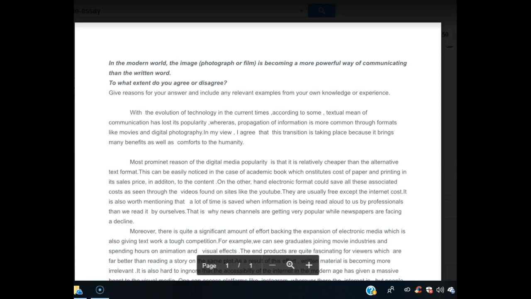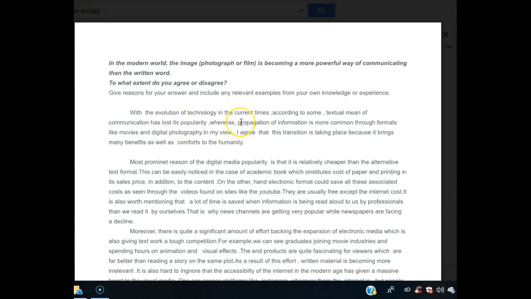With the evolution of technology in the current times, according to some, textual means, with an S, of communication have lost their popularity, whereas the propagation of information is more common through formats like movies and digital photography. In my view, I agree that this transition is taking place because it brings many benefits as well as comfort to humanity. You don't really need a "the" in front of the word humanity.